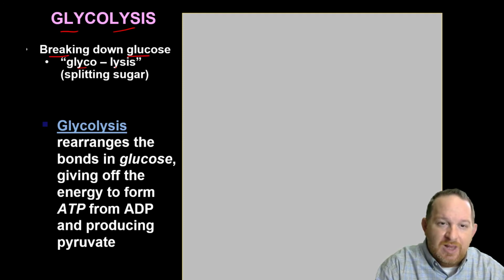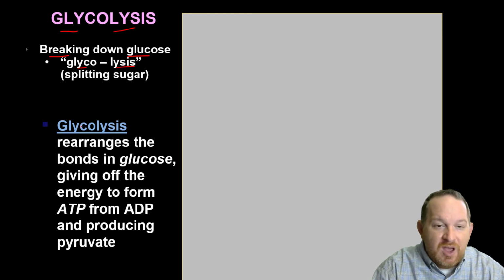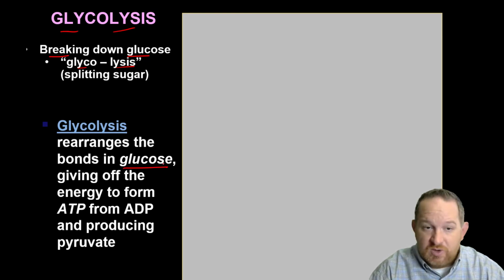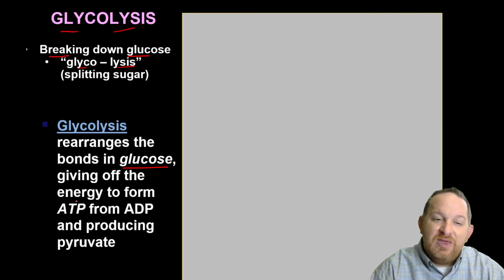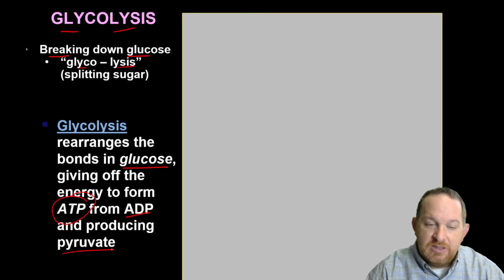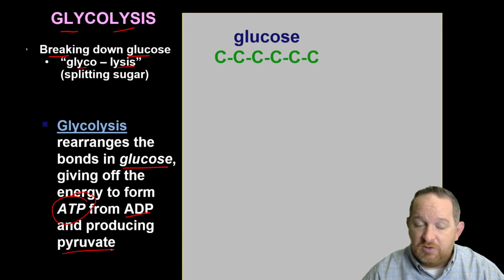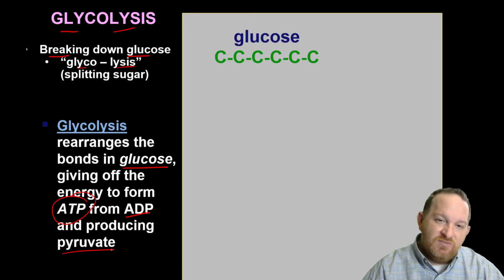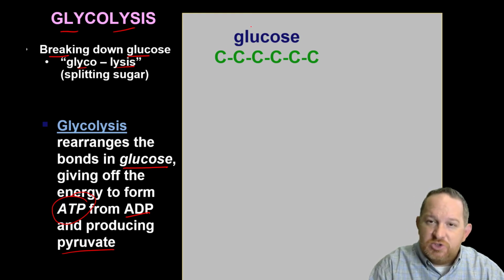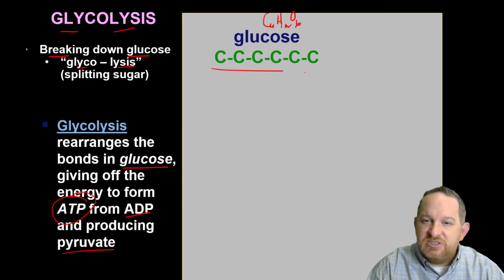Glyco, right, sugar, lysis, breakdown. So glycolysis is just taking a molecule of glucose, that sugar that we all love, and then breaking it down through several small steps so that we can make ATP from ADP. The end result will be a pyruvate molecule from the glucose. So this is just a general overview. Glucose, as we know, is a 6-carbon sugar, right? C6H12O6. So there's our 6 carbons.